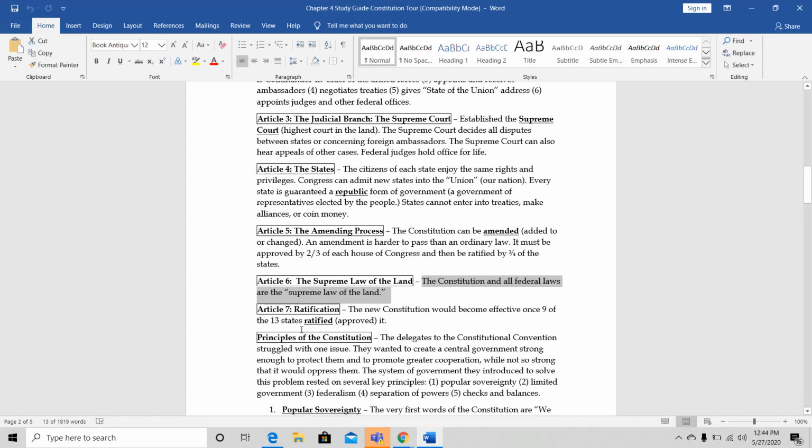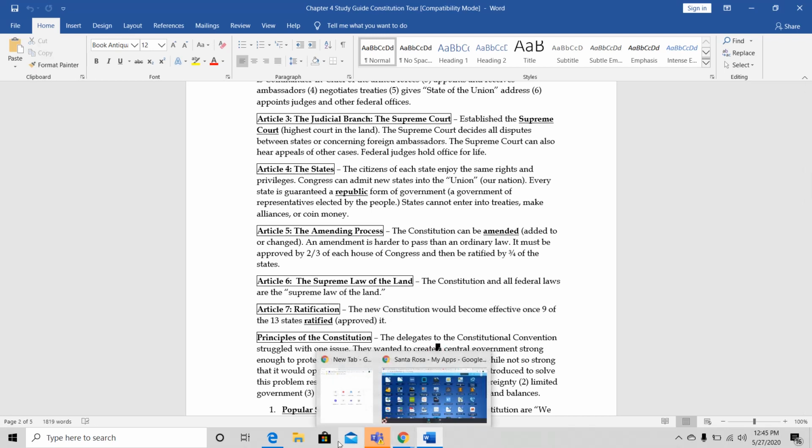So with Article 7, that's ratification. And typically people don't even need to look at this article, unless you wanted to see the whole process of how this was originally approved or accepted as far as our U.S. Constitution.